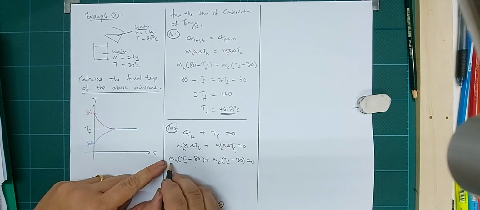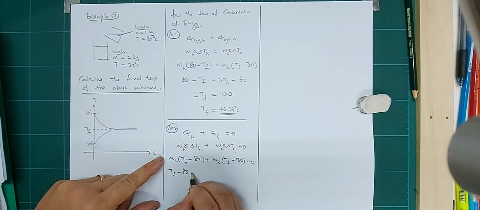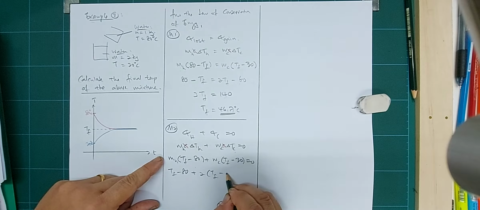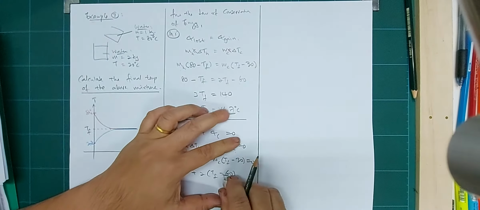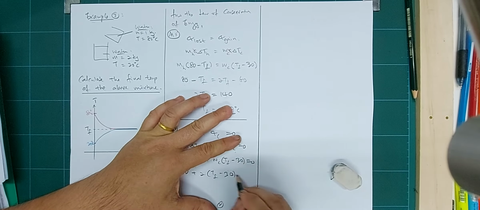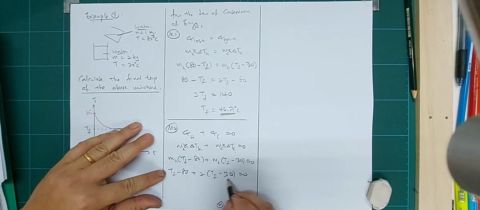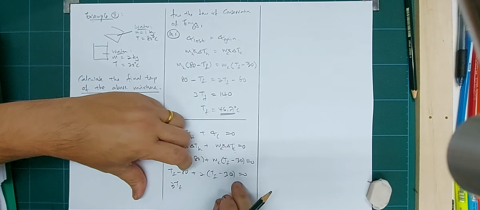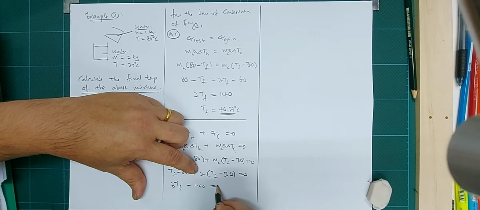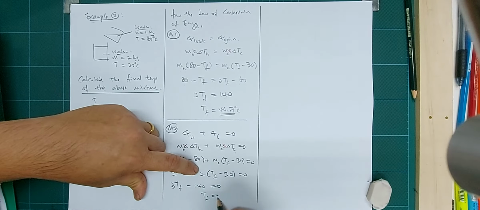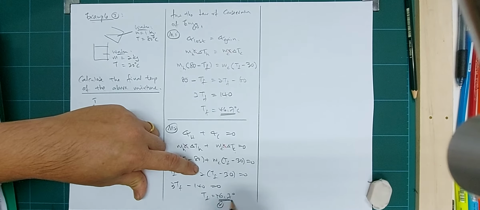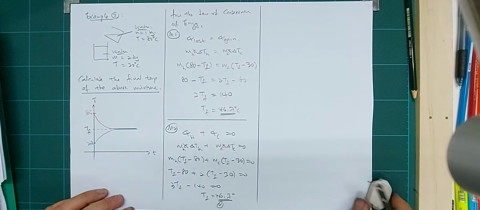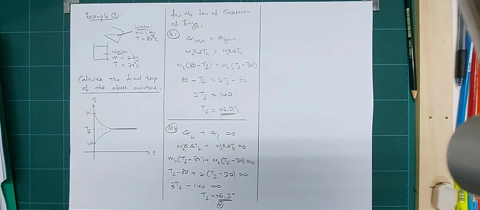So now we put in the values. Hot is TF minus 90 plus this one is 2, this one is also TF minus 60, still 30, equal to 0. So now you open up the bracket, you get 3TF, and this one 60, so you have minus 140. So finally your temperature is still the same, 46.7 degrees Celsius. All right, so that is the mixture method.